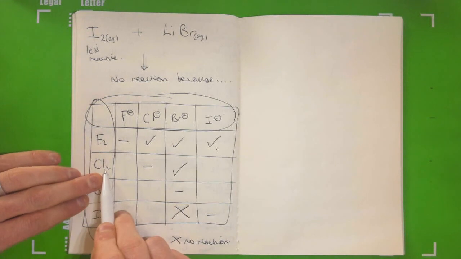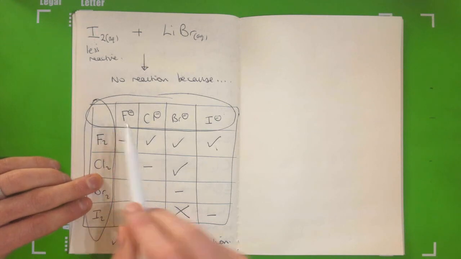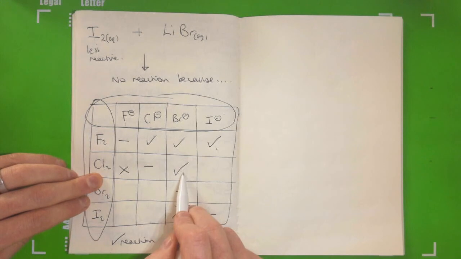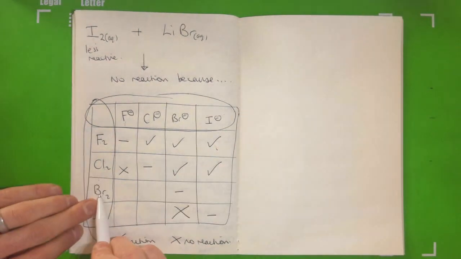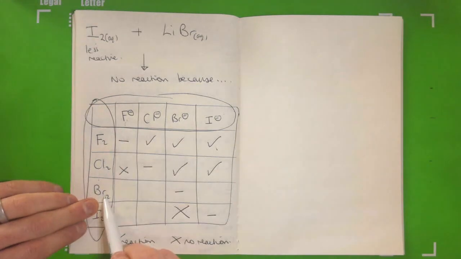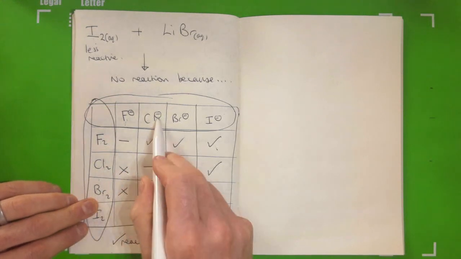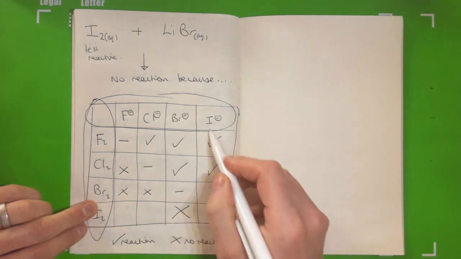However, if you look at chlorine here, chlorine is not as reactive as fluorine. Therefore, there's no reaction there. But it is more reactive than bromine, and it is more reactive than iodine. Let's look at this one then. Let's compare these two. Well, bromine isn't more reactive than fluorine, so there's no reaction there. It's not as reactive as chlorine either, but it is more reactive than iodine.